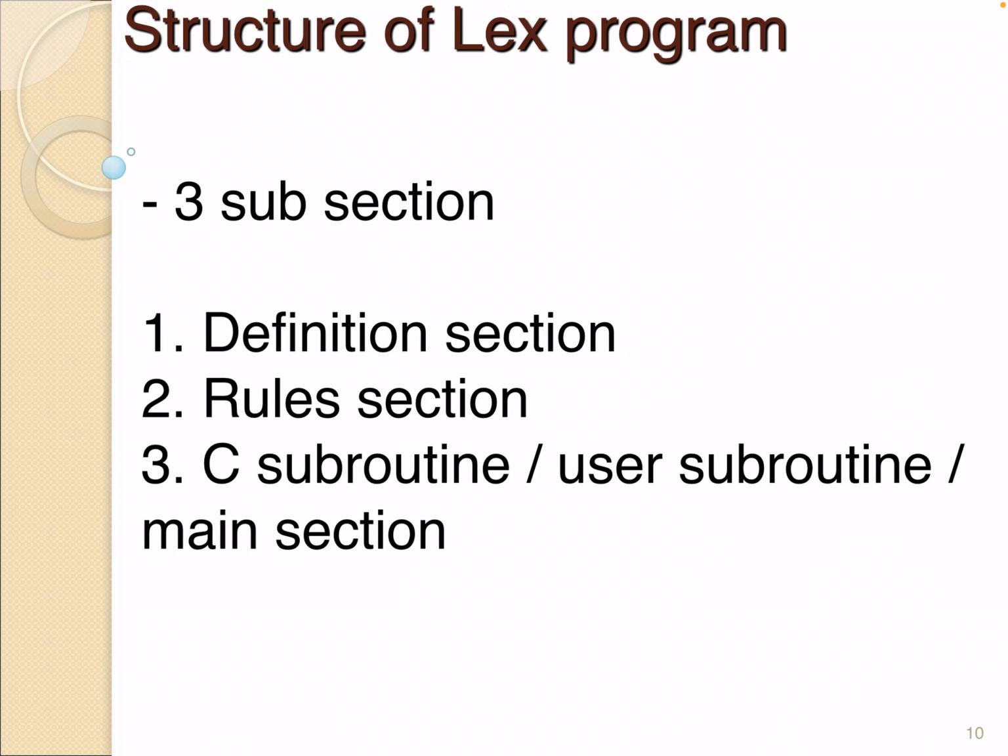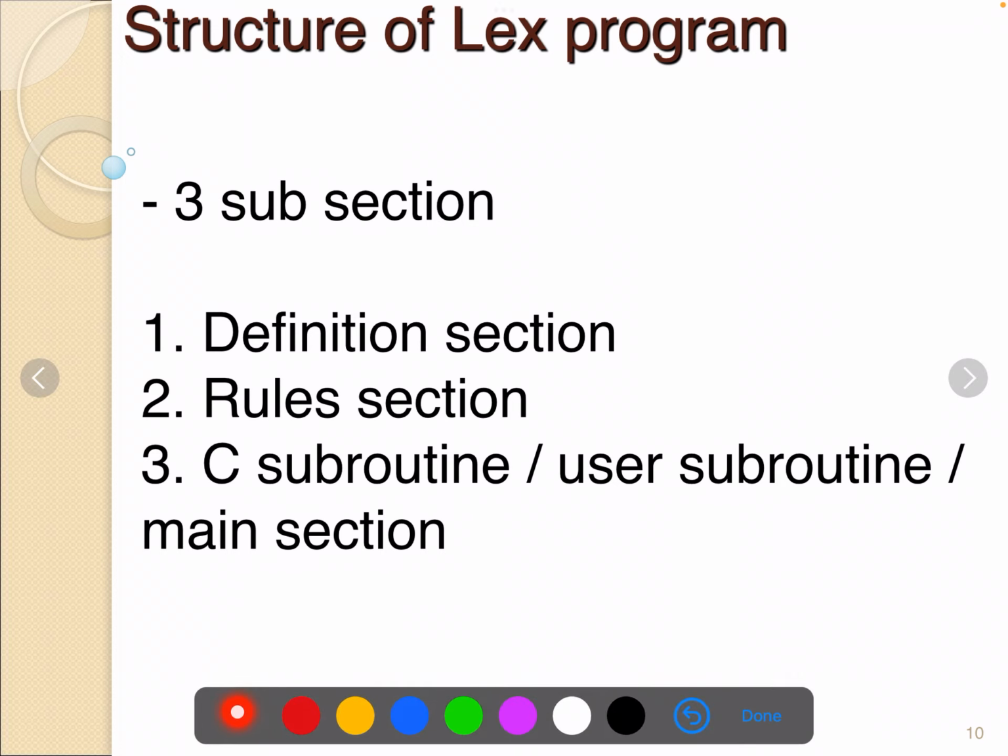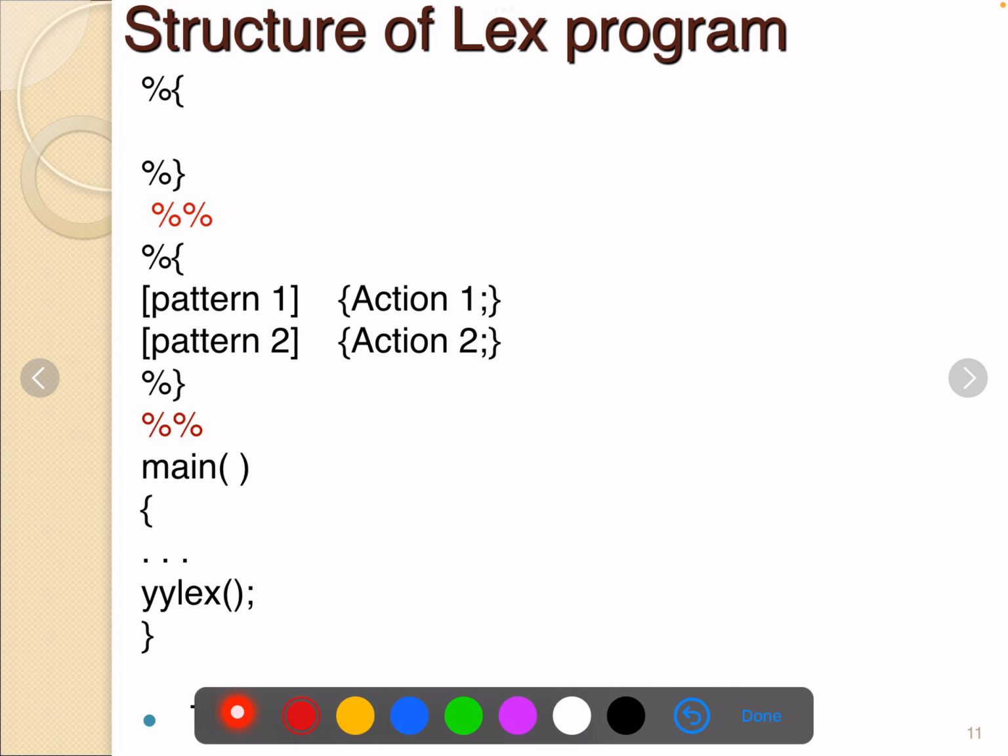Structure of a LEX program. There are mainly three sections. The first section is called the definition section, the second one is the rule section, and the third section is called the C subroutine section. So let us look into the structure of a LEX program with a simple example.